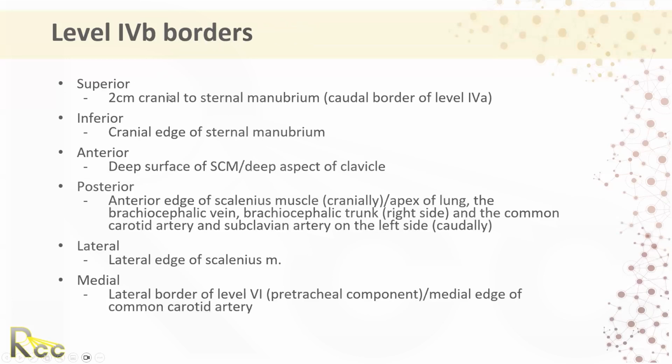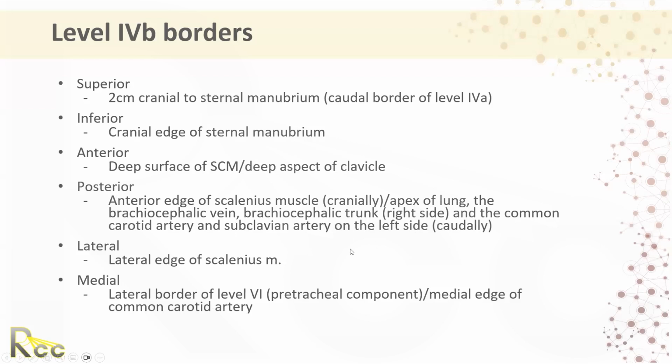What are its borders? Now, the superior border is a continuation of the inferior border of 4A, which is 2 cm cranial to sternal manubrium. Cranial edge of the sternal manubrium is the inferior border. Anteriorly is the deep surface of the sternocleidomastoid muscle and the deep aspect of the clavicle. Posteriorly, again, is the scalenus muscle, the lung. On the right side, the brachiocephalic vein, brachiocephalic trunk, and the common carotid artery, and the subclavian artery on the left side. Lateral is the lateral edge of the scalenus muscle, and medially the lateral border of level 6, the pretracheal component, and the medial edge of the common carotid artery.